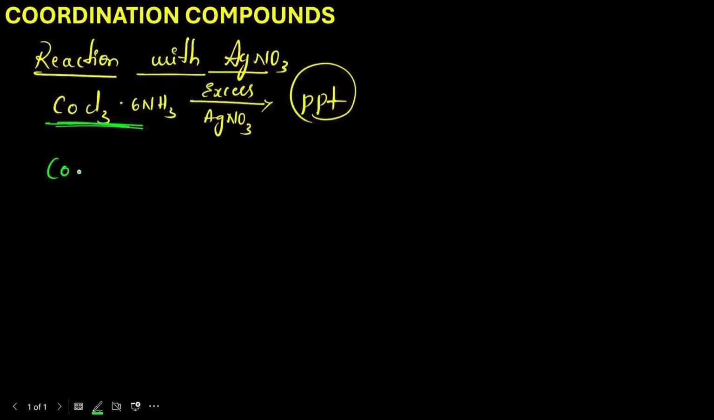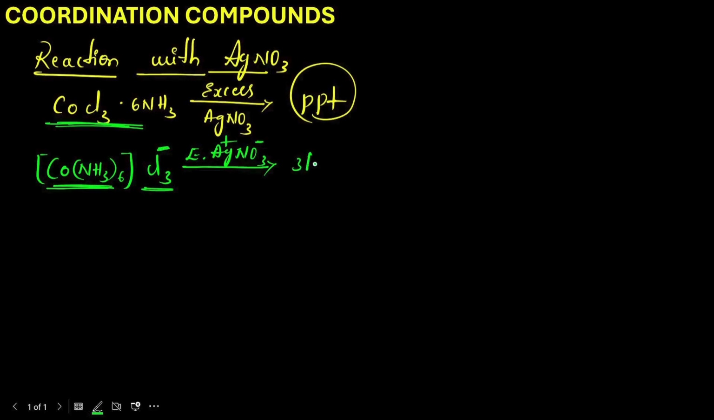First we will write the coordination compound properly. It is [Co(NH3)6]Cl3, where Co has NH3 six times inside the coordination sphere, and outside we have Cl3, which are counter ions. When this compound reacts with excess AgNO3, we know that the coordination entity is a non-ionizable species, so outside the coordination sphere we have 3Cl minus. Ag plus reacts with 3Cl minus to form 3AgCl, which is a precipitate.